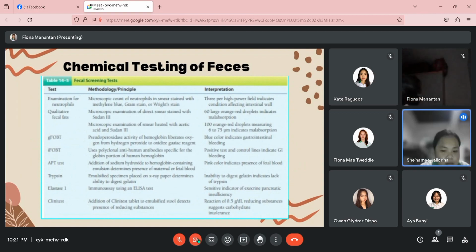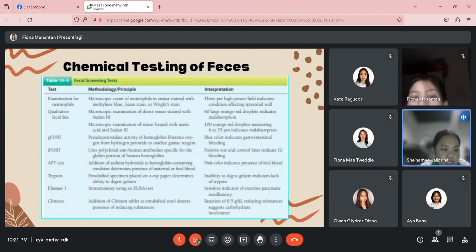So this is the fecal screening. Test: examination for neutrophils. The methodology or principle: microscopic count of neutrophils in a smear stained with methylene blue, Gram stain, or Wright stain. Interpretation: 3 per high power field indicates a condition affecting the intestinal wall.